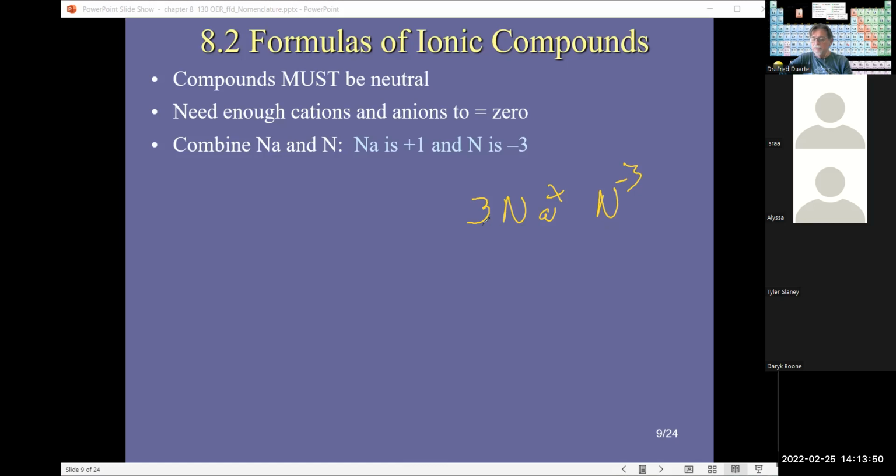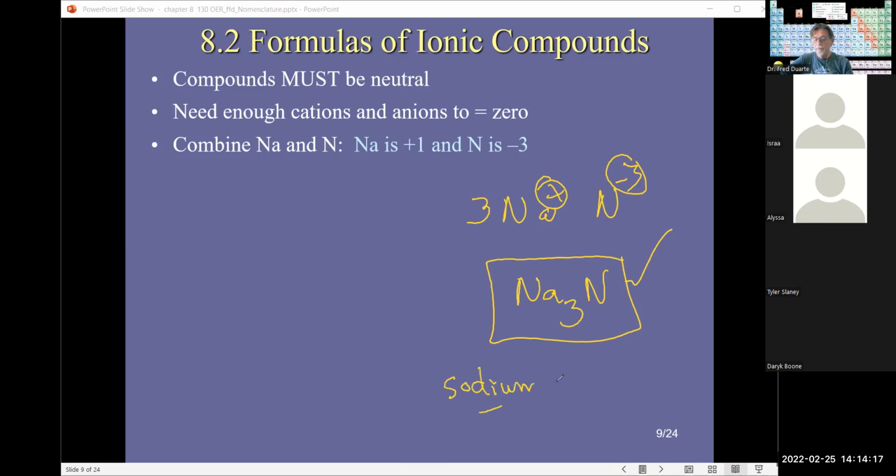Yes, so that 3 that I put up there in front of it becomes the subscript for the sodium when I write the formula. So there are 3 sodiums, because each one has a +1, for every nitride, because the nitride has a -3. Okay. So this is the formula, and the name is simply sodium nitride.